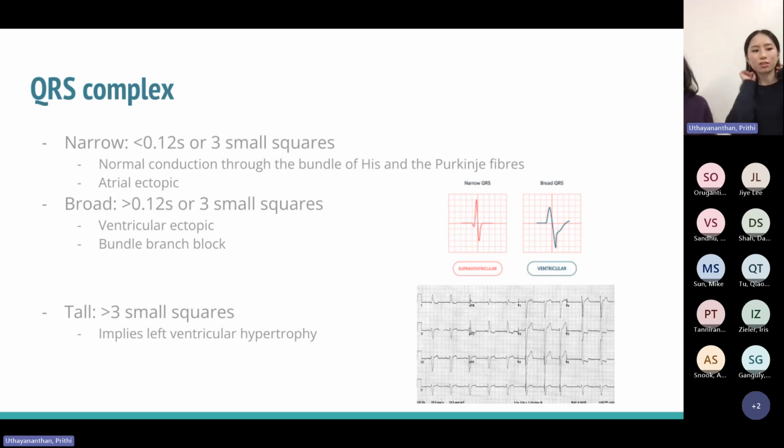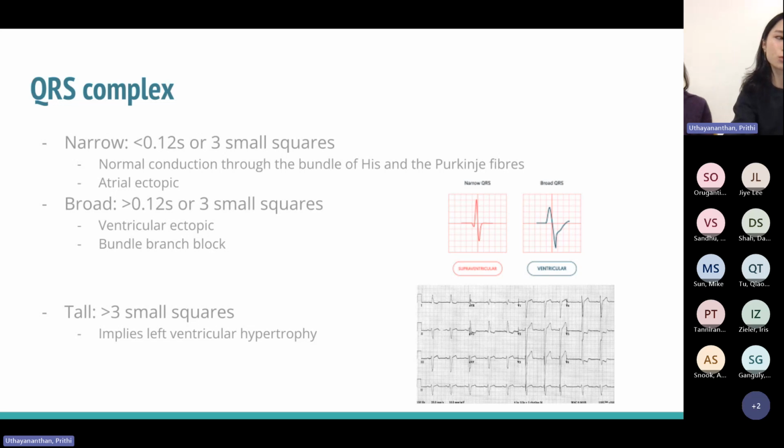And this would result in the ventricles contracting synchronously. However, if it's broad, it means that there's an abnormal depolarization and it's not following this normal conduction pathway. So, for example, in a ventricular ectopic, where the impulse would spread slowly across the myocardium from the focus instead of down the normal conduction pathway, there would be a broad QRS complex, whereas in an atrial ectopic, it would still follow down the bundle of His, so you would get a narrow QRS complex.